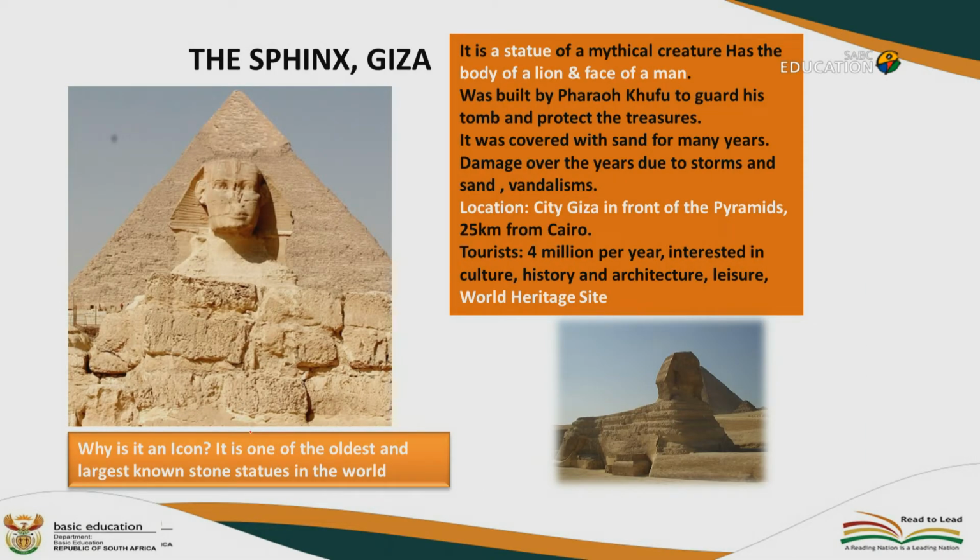We are still in Africa. We've got the Sphinx. You see, in Africa, we've got the Great Pyramids of Giza, and we've got the Sphinx. When you check the Sphinx, they say it is a statue of a mythical creature. Remember we were talking about it must be symbolic to a certain race. Now, the Sphinx is from Giza too. But what it represents is a mythical creature that has the body of a lion and the face of a man.